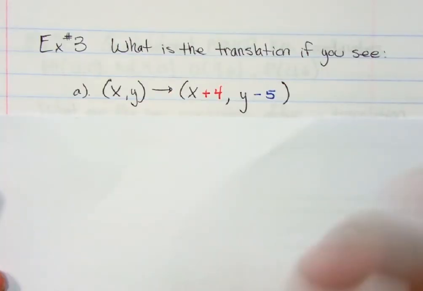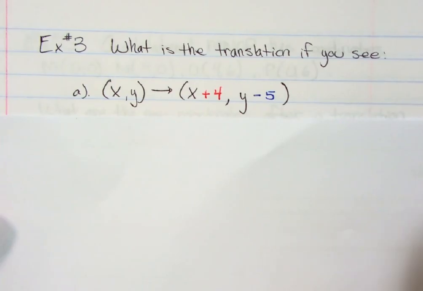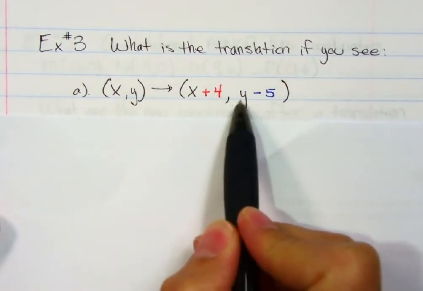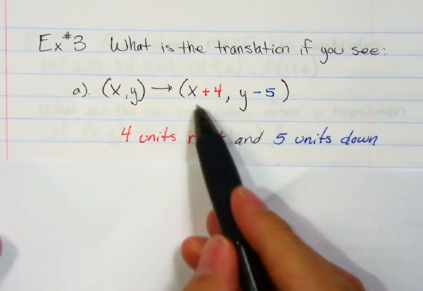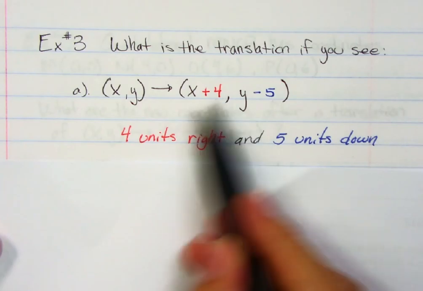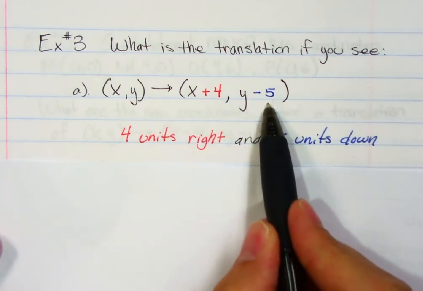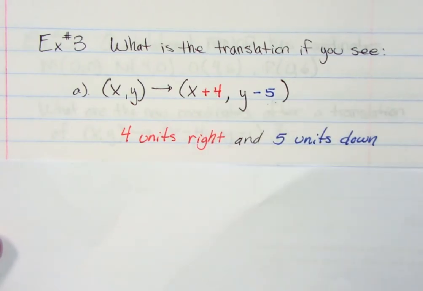Okay, example number 3, let's go backwards on that. What if I give you the translation notation? Can you tell me what they're trying to ask you to do? So take a look: x plus 4, y minus 5. It would be 4 units right, because you're adding, going right, that's positive. And 5 units down. So 4 units right, 5 units down for each x and y.